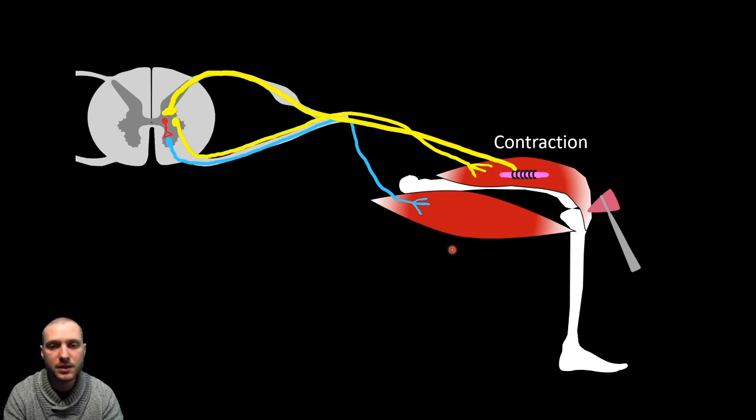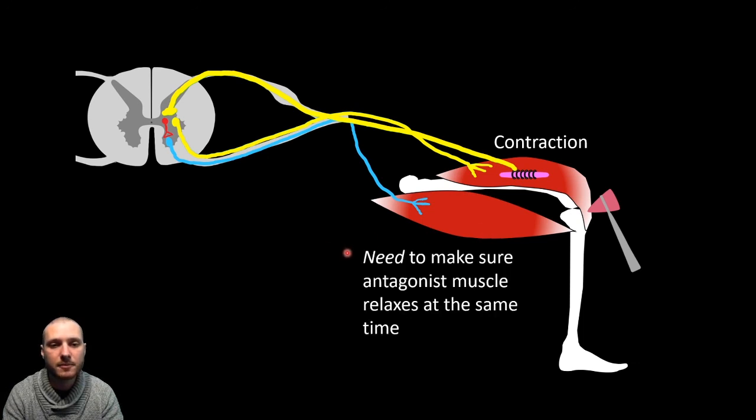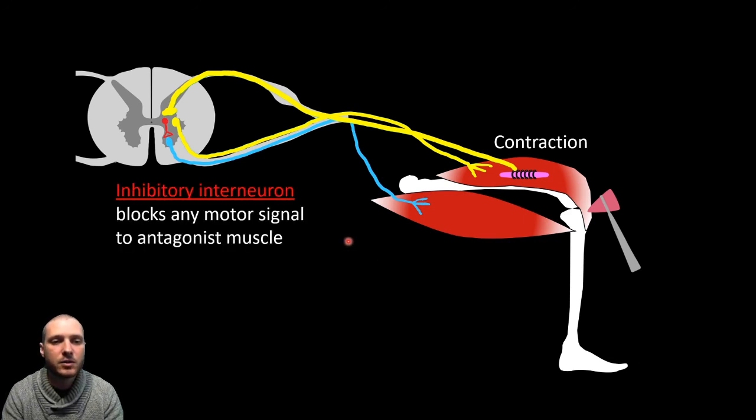To ensure that this system works, if you remember, this is our agonist here, we also need to send a signal to the antagonist, the hamstrings, and make sure that they relax and don't contract at the same time, or else we wouldn't get any motion whatsoever. So we need to make sure the antagonist muscle relaxes at the same time. To do that, we're also going to have what we call an inhibitory neuron synapsing with this spindle cell at the same time. So at the same time that we're telling this motor neuron to fire, we're also telling this inhibitory neuron to fire as well.